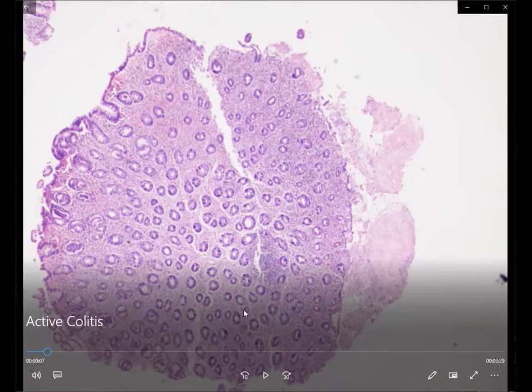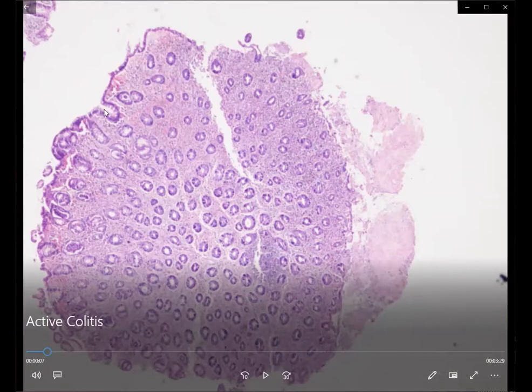Now coming down into the lamina propria, we see that most of the colonic glands show a relatively preserved architecture, and there isn't much significant distortion of the crypt architecture. The crypts that we are seeing in the lamina propria could be cut in a cross section or in a longitudinal fashion. Like this is a crypt cut in the longitudinal fashion, and these are crypts cut in the cross section.